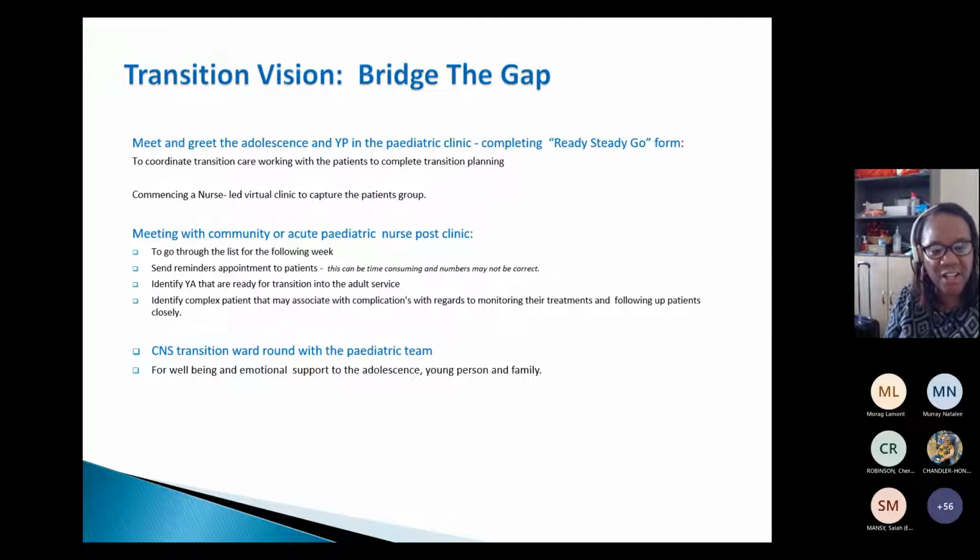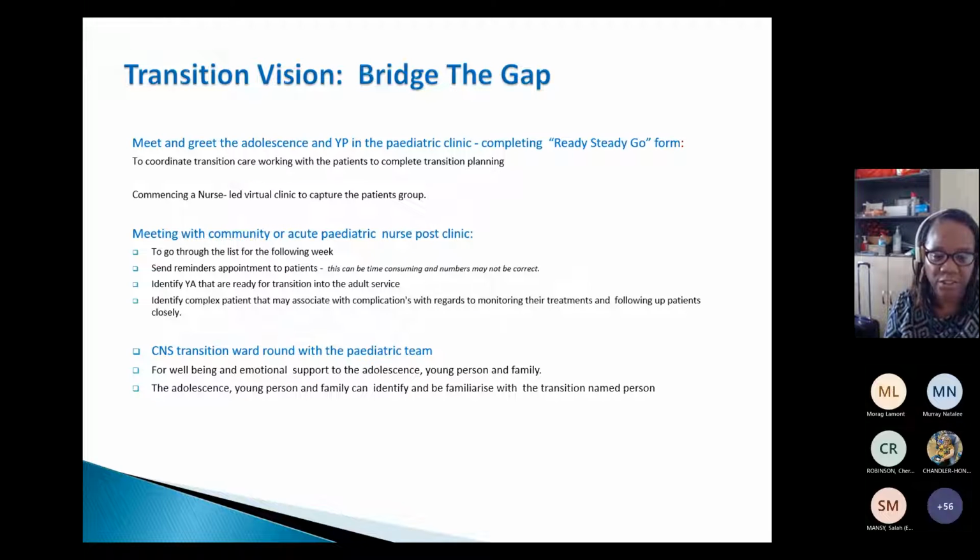So again, which also is important, as the transition lead, is to put together a ward round with the pediatric team or the pediatric CNS, or just do a ward round independently, just to follow up the patient, to look at their well-being and give them support, and so that they can identify who I am, and that hopefully will help with a smooth transition over to the adult side.